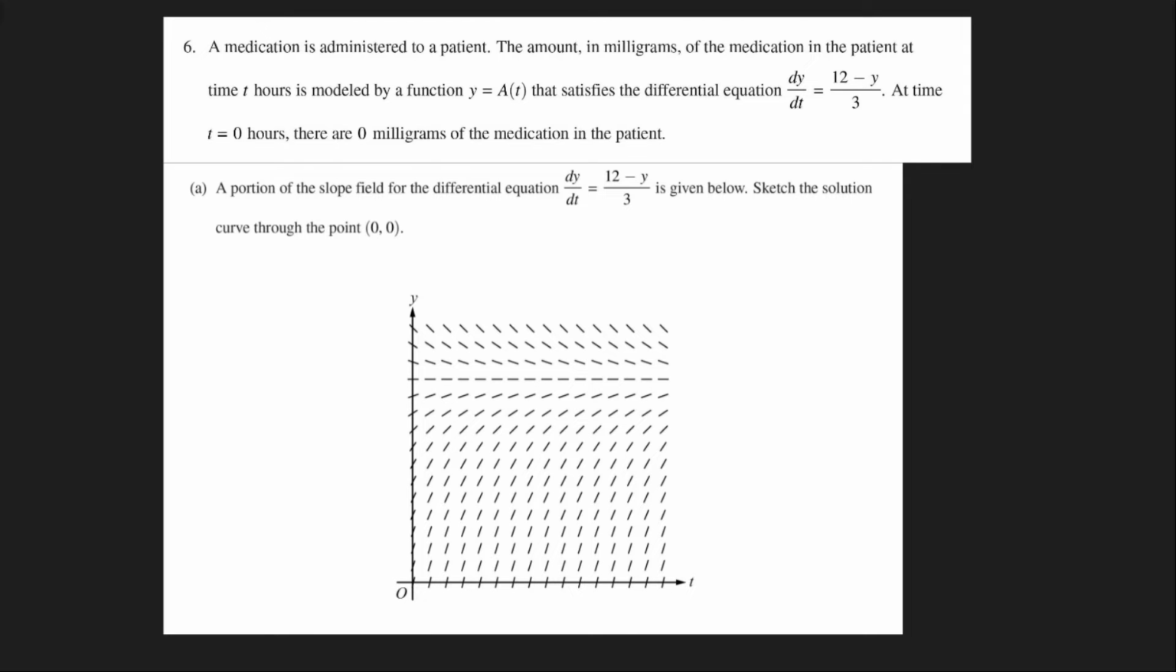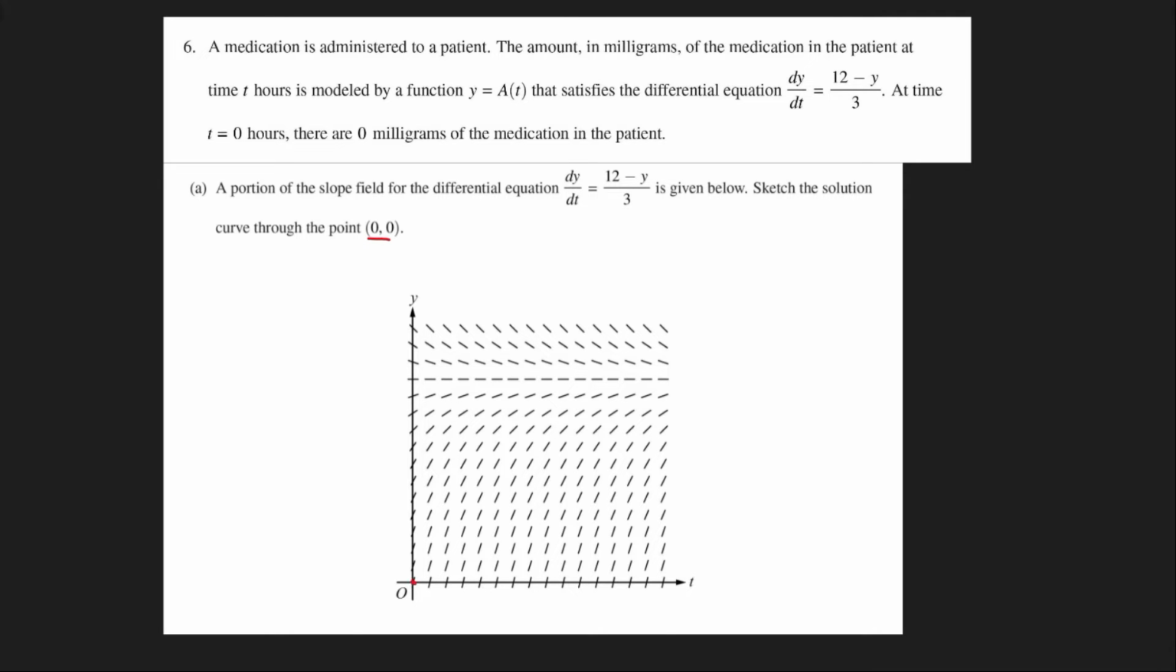A medication is administered to a patient. The amount in milligrams of the medication in the patient at time t hours is modeled by a function y equals a of t that satisfies the differential equation dy over dt. At time t equals 0 hours, there are 0 milligrams of the medication in the patient. A portion of the slope field for this differential equation, dy over dt, is given below. Sketch the solution curve through the point 0, 0.